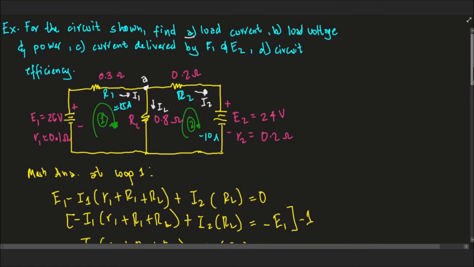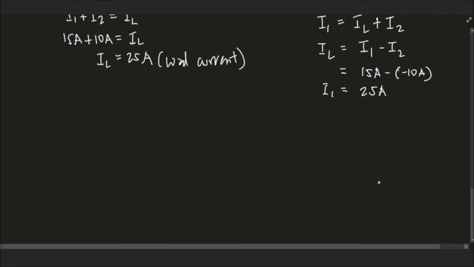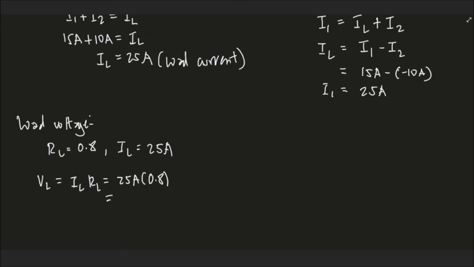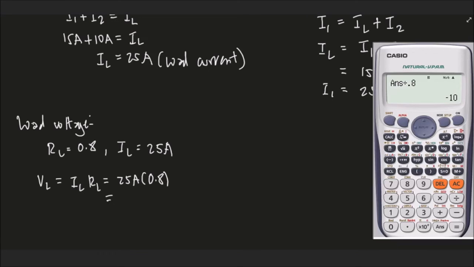Now we go to letter B, the load voltage and the load power. Of course, it's very easy. So we have now our RL, which is 0.8, and we have our IL, which is 25 amperes. We could use Ohm's law. So VL is equal to IL times RL. Solving for voltage using Ohm's law, we have 25 amperes times 0.8.